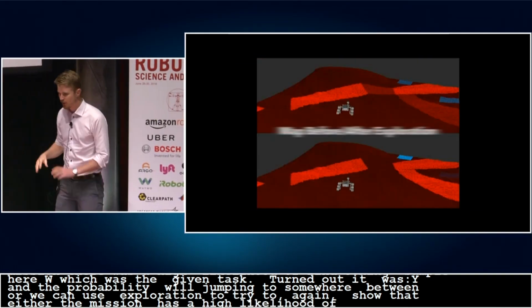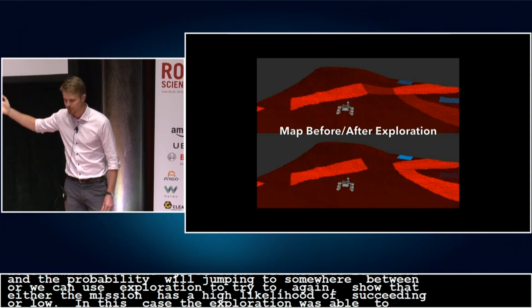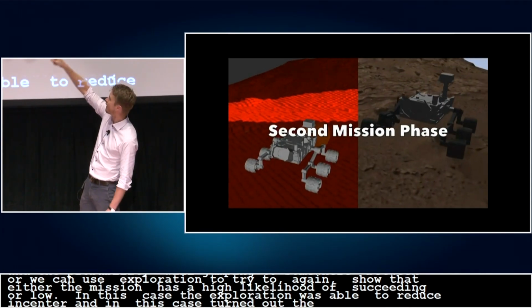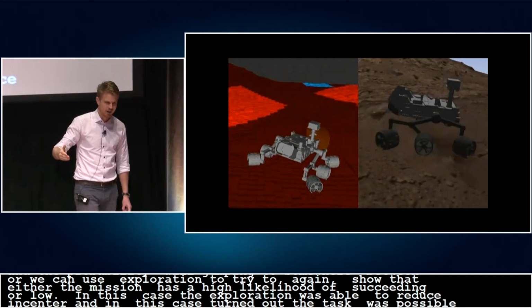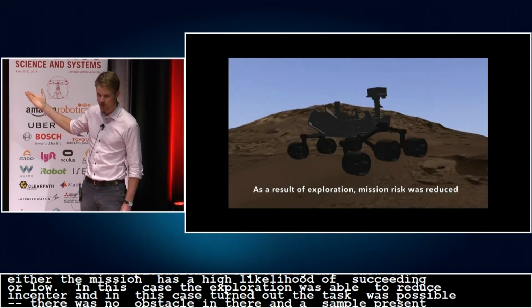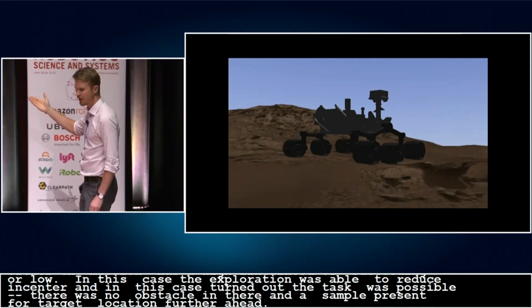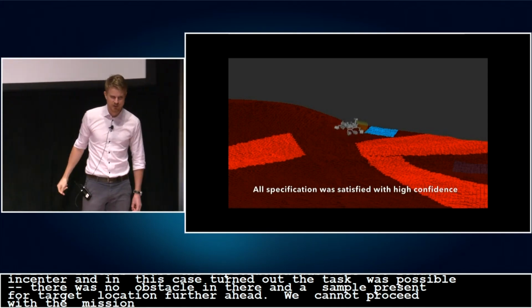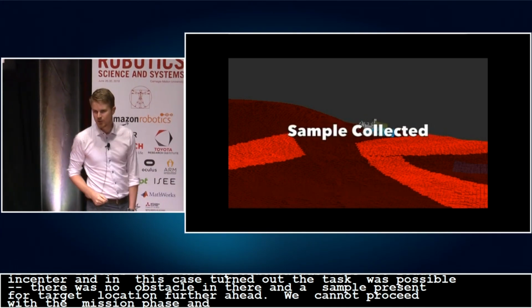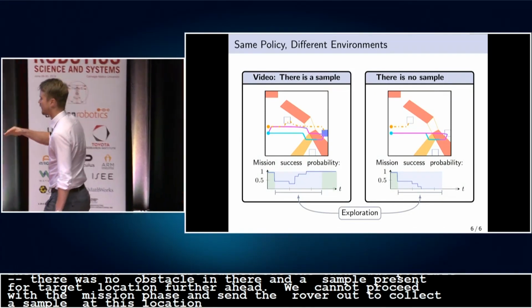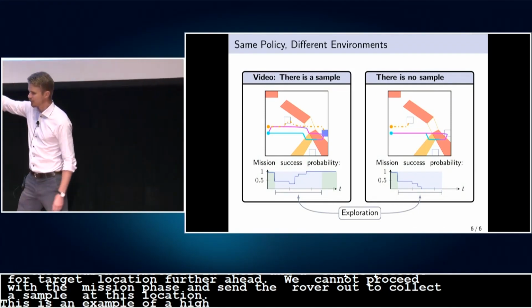reduce uncertainty in the environment. And in this case, it turned out that the task was possible to achieve because there was no obstacle in that region there, and there was a sample present at another target location further ahead. So we can then proceed with the mission phase and send the rover out to collect the sample at this location. So this was an example where exploration resulted in a high likelihood of specification satisfaction, which is what you see here to the left.